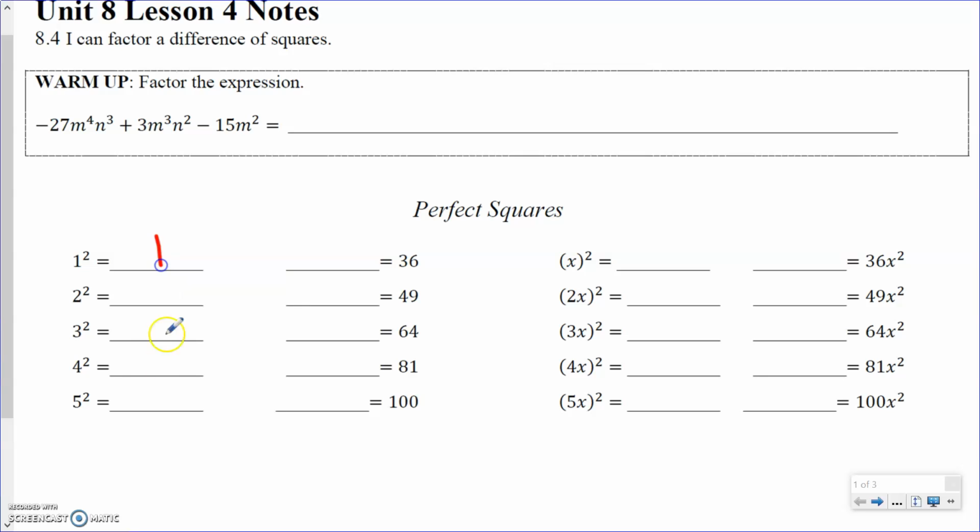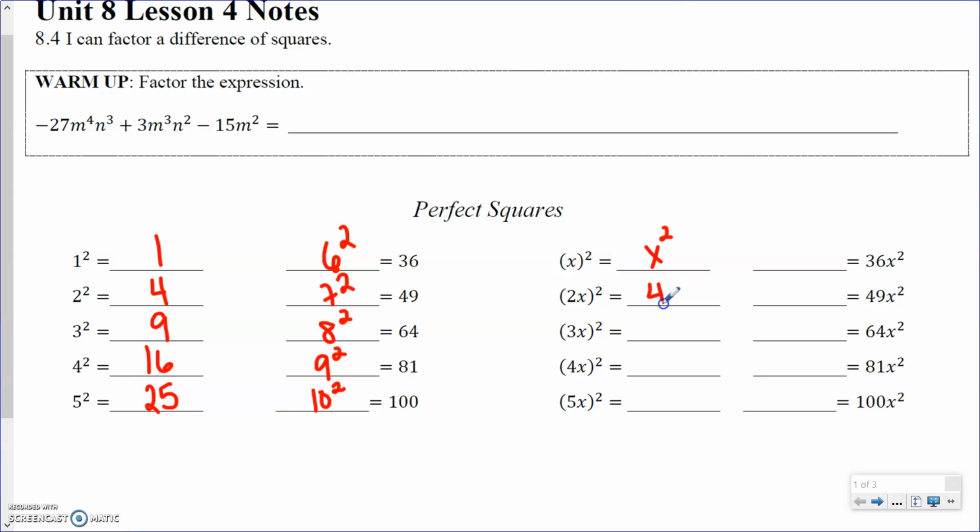Remember, 1 squared is 1, 2 squared is 4, 3 squared is 9, 4 squared is 16, and 5 squared is 25. And let's keep going. 6 squared is 36, 7 squared is 49, 8 squared is 64, 9 squared is 81, and 10 squared is 100.